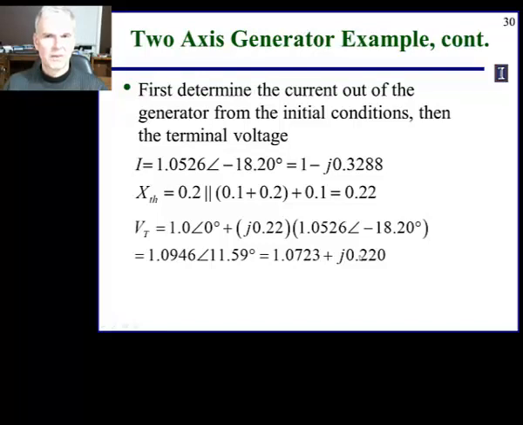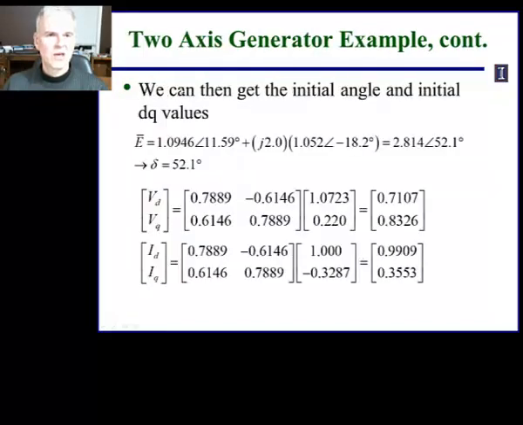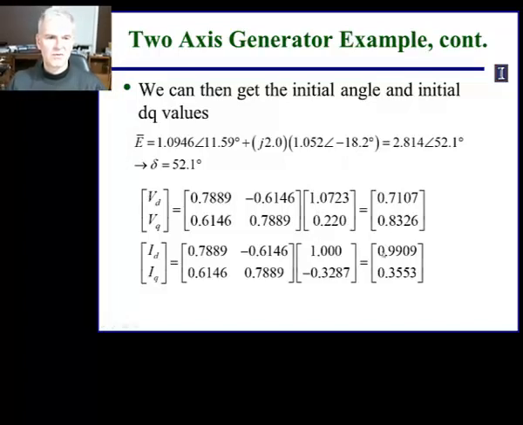The next step then is we go ahead, we calculate delta using the equation which I just gave you. That gives us our initial magnitude of E here, and we use that to determine delta, which is 52.1 degrees. We can then use the equations that we derived previously to relate the VR and VI and the IR and II into the DQ reference frame, and that's what we've done with these two transformations here.